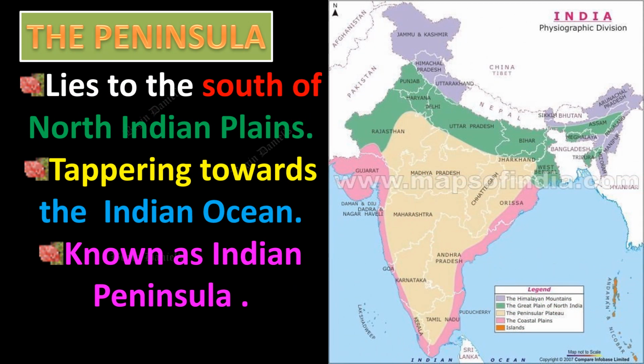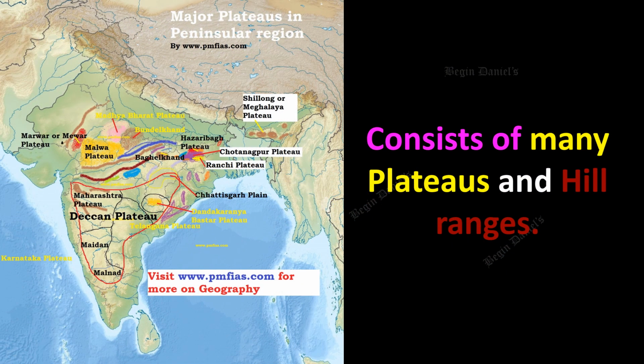The third physical division, that is the peninsula. It lies to the south of the North Indian plain, tapering towards the Indian Ocean. It is also known as the Indian Peninsula. It consists of many plateaus and hill ranges.